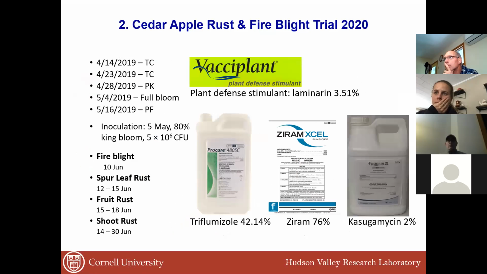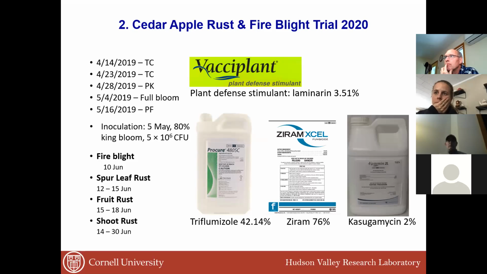So we also had a trial with cedar apple rust control, and this was basically a comparison of different schedules of Vasiplant, Procure, and Xyrem Excel. And in the same trial, the company wanted us to look at the Kassumin effect on fire blight. It's quite complicated to look at two diseases at the same time, but you can see the growth stages when we applied these different products.